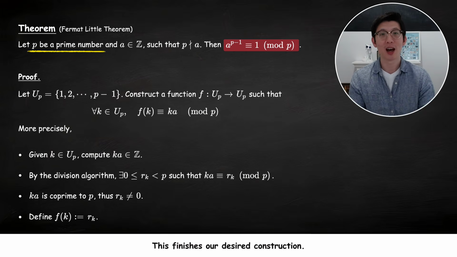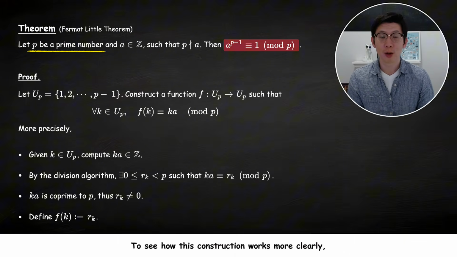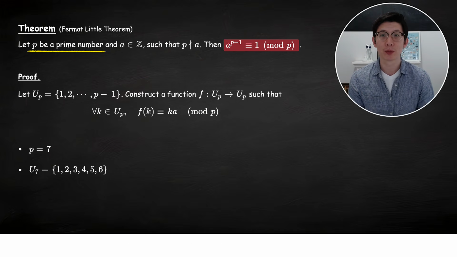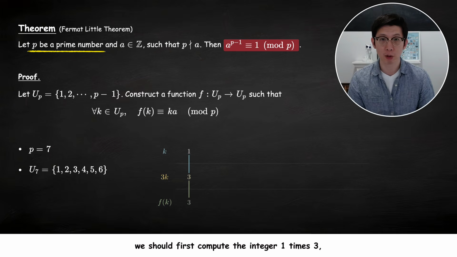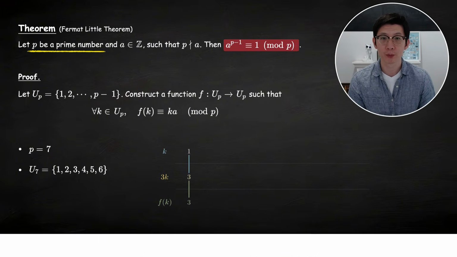This finishes our desired construction. To see how this construction works more clearly, let us take an example where a is equal to 3 and p is equal to the prime 7. For instance, what should be the value of f1? Well, since in our context, a is equal to 3, we should first compute the integer 1 times 3, which is again 3 itself. Since 3 is already in the set U7, we define f1 to be 3 itself.